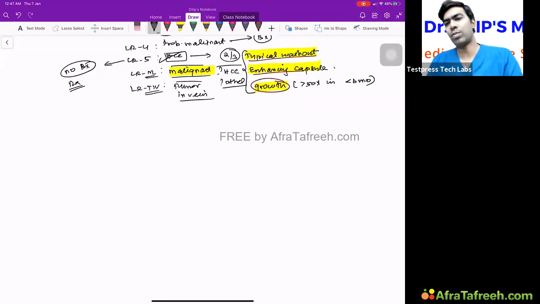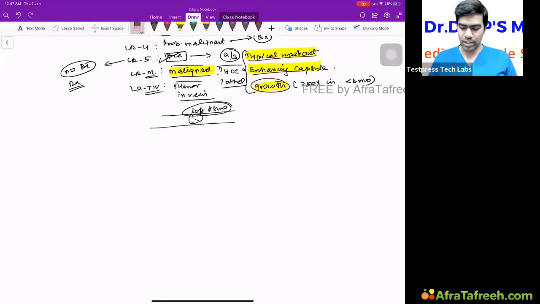So what do you mean by tumor in vein? Which means you have a portal vein. Inside that you are seeing a soft tissue lesion, or enhancing soft tissue lesion inside the portal vein. So this is what we called as LRTIV, tumor in vein.